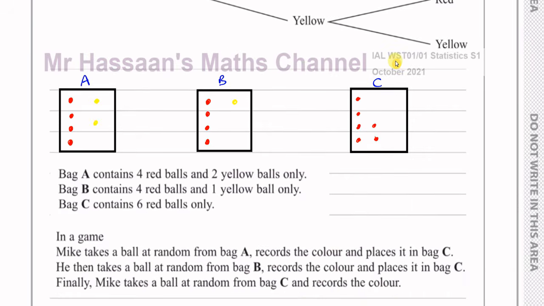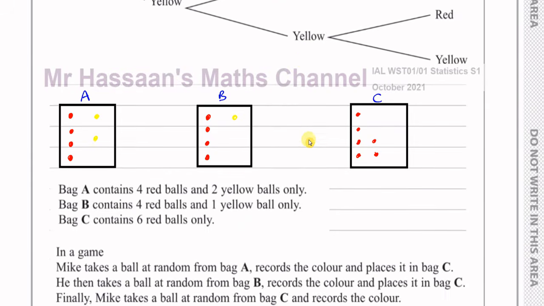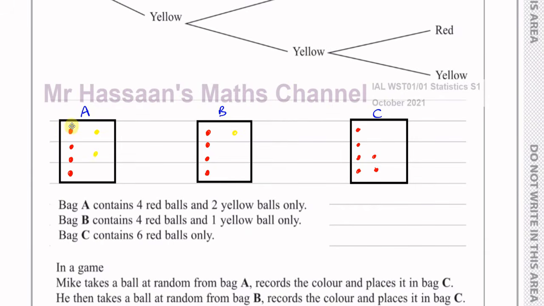Okay, so let's start off with the first situation where he's picked a red and then he's picked a red again. Let's just follow that through. So he picks a red from bag A. He's recorded it's red and he puts it in bag C.